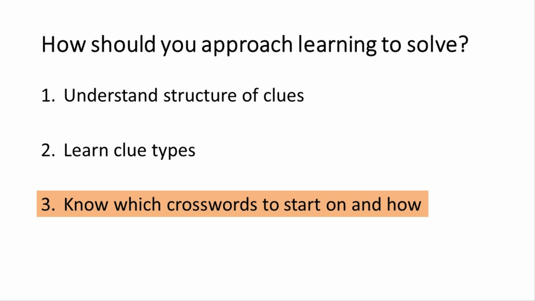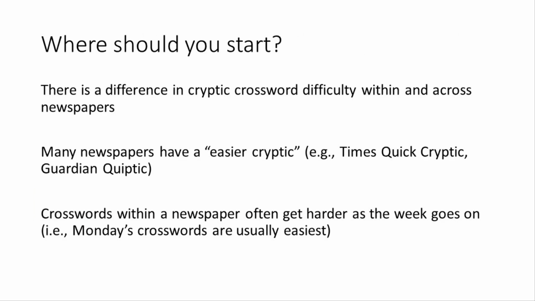Firstly, make sure you start on the right cryptic crossword. There's actually a huge difference in cryptic crossword difficulty within and across newspapers. A great place to start is the easier cryptic that you get in many newspapers, for example, the Times Quick Cryptic, which can be found in the Times 2 section, and the Guardian Cryptic, which is online, published every Monday. The same crossword can also get harder as the week gets on, so Monday's crossword is probably the place to start.